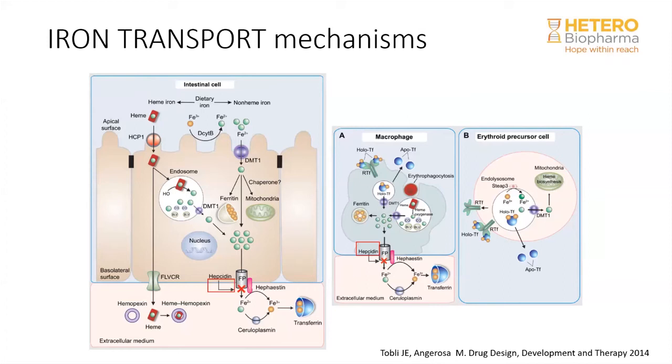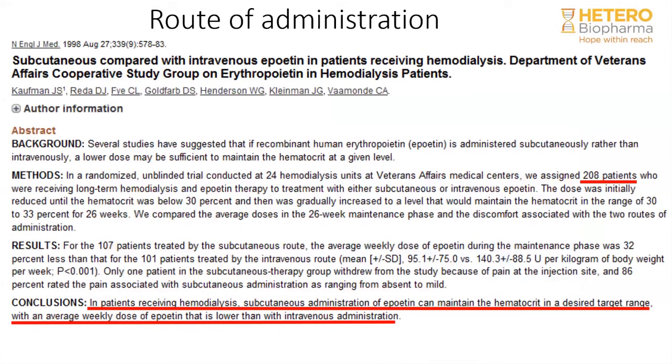Coming to the route of administration, whether you prefer the subcutaneous or the intravenous route. We all know the subcutaneous route is associated with, this was a study published in NEJM in 1998, which said that the subcutaneous route helps in reducing the dose of EPO by prolonging the half-life of the EPO. So subcutaneous is preferred in non-dialysis patients. In dialysis-dependent patients, it is the patient's choice. If they can't tolerate subcutaneous injections, then yes, they can go for the intravenous route.